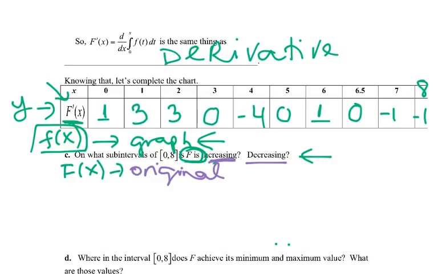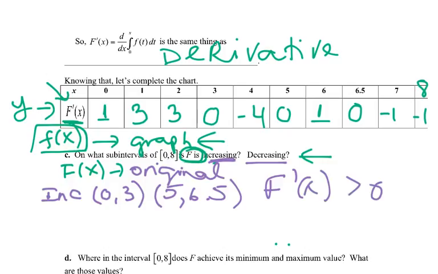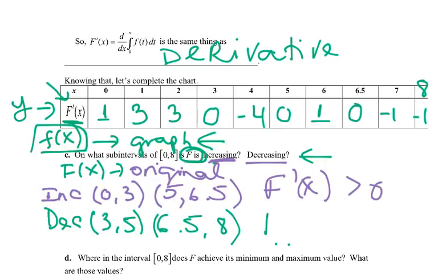So we look at the graph, it's increasing when it's above the x-axis, which is from 0 to 3, and also from 5 to 6.5, because that is when the graph is above 0, right? And then decreasing is when it's from 3 to 5 and 6.5 to a, because that's when the graph is below 0. Again, we spend a lot of time looking at the graph and talking about increasing and decreasing. This is the same idea.